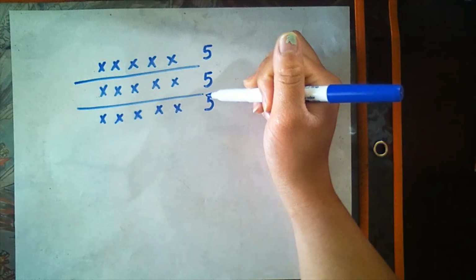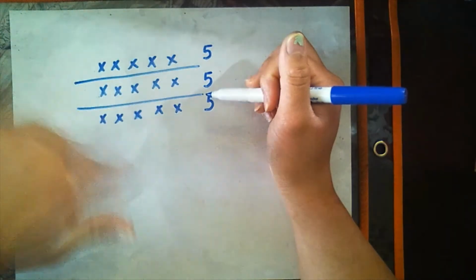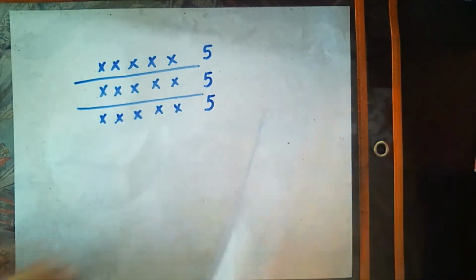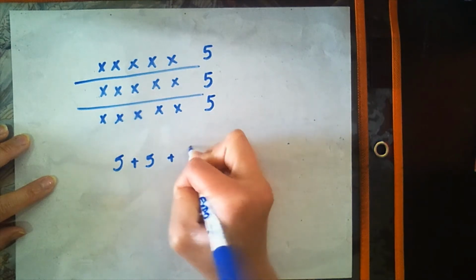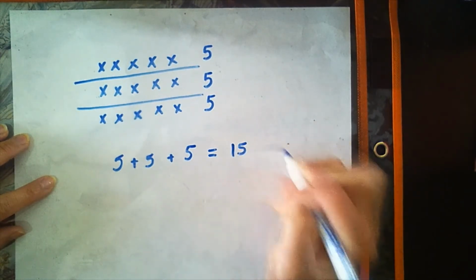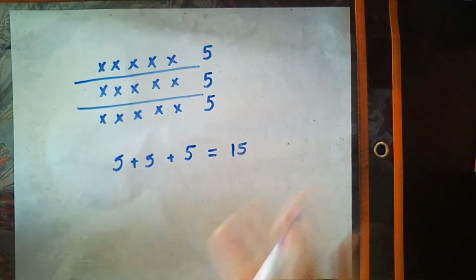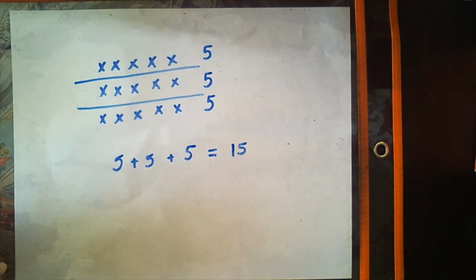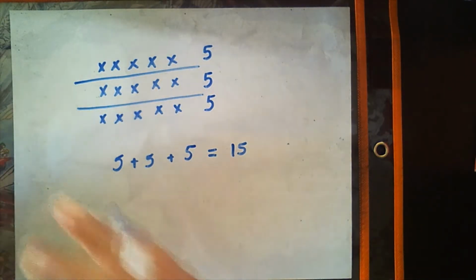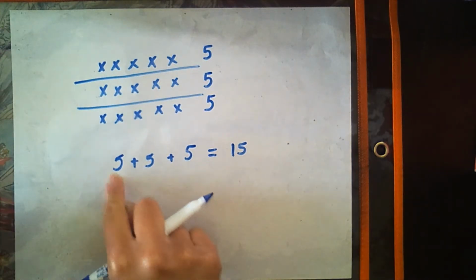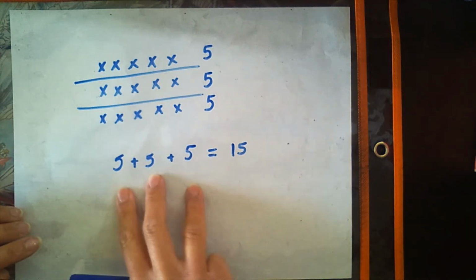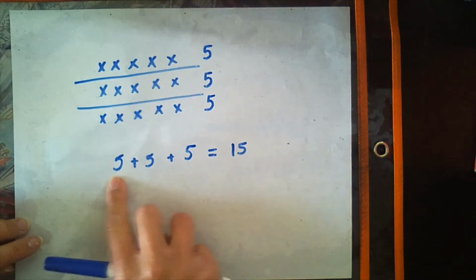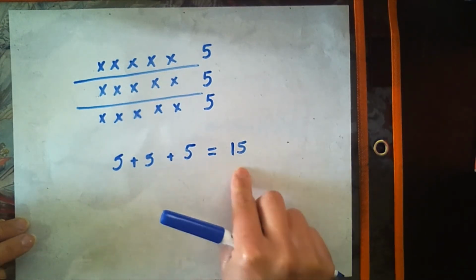What repeated addition equation can we write to show the total number of X's? Wonderful, you don't even have to guess. It would be 5 plus 5 plus 5 equals 15. And that is our total or our whole. How many addends do you see? We have 3 addends. Remember, addends is another word for part in addition. 1st addend, 2nd addend, and 3rd addend. So there are 3 5s, and 5 plus 5 plus 5 equals 15.